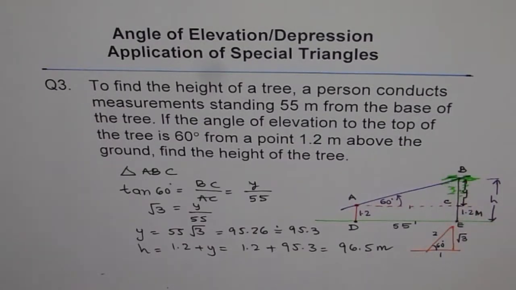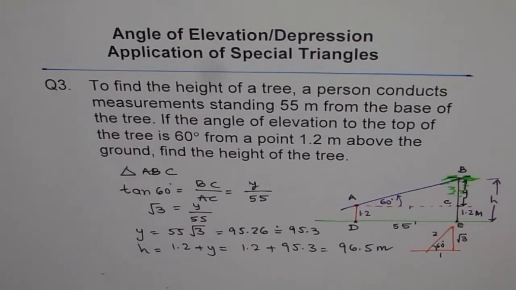Sometimes in the questions they will say round your answer to tenth of a place or hundredth of a place or to a whole number. So depending on that, you should do that rounding. At times they may also ask for the exact answer. In that case, we don't have to write it in decimals. 55 square root 3 plus 1.2 is your answer, correct? But in this kind of problem, since the height is given in decimals, it is preferred to calculate and write your answer to 1 decimal place, right?